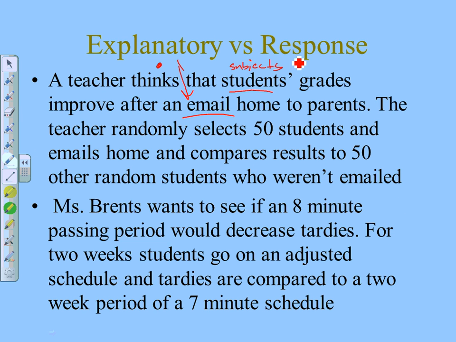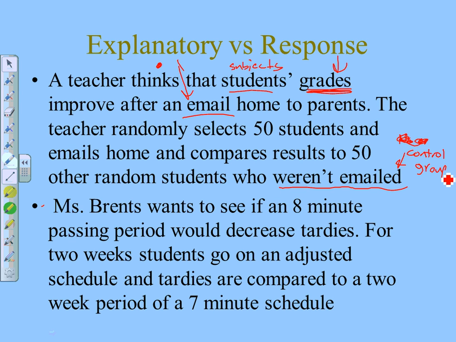Good, what we are trying to show. What am I trying to show? I'm trying to show that students' grades improve. So the response variable would be the students' grades. If I show that the email produced increase in students' grades for the 50 random students, and it's a much larger increase compared to the control group, which would be no email. So the no email is the control group. Then I have a good study. Okay?